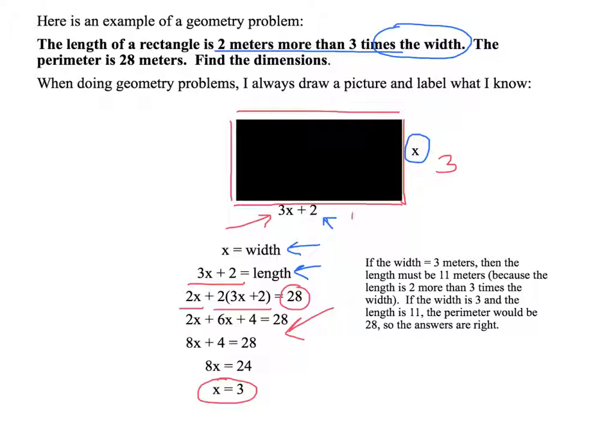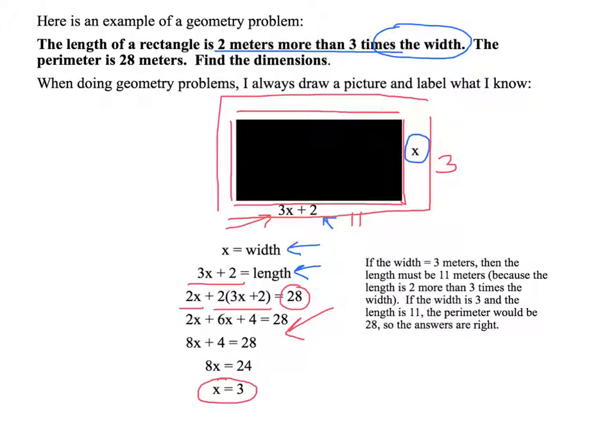So if the width is 3 and the length is 11, halfway around that rectangle, 3 plus the 11 would give me 14, and then I could go the other half the way around for the other 14, and 14 plus 14 is 28.